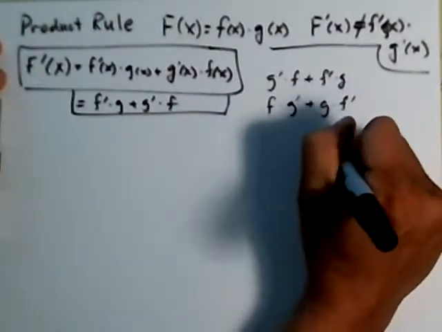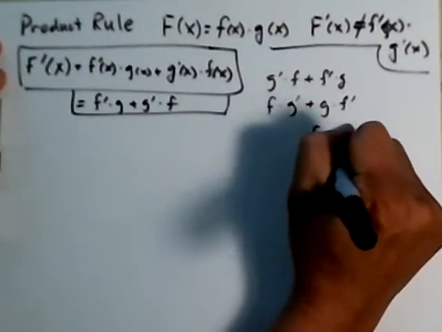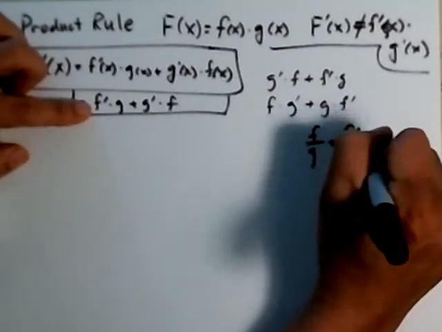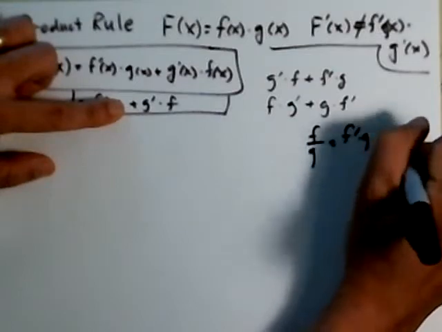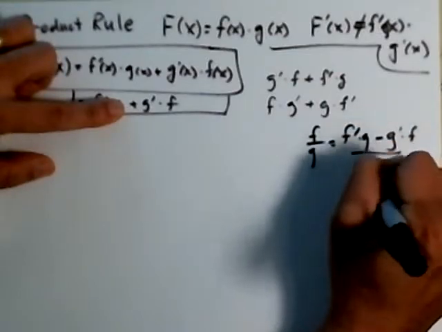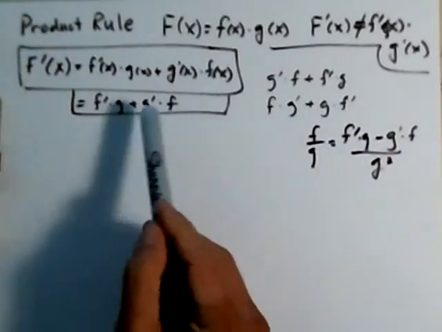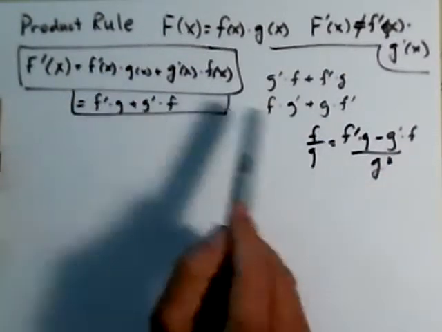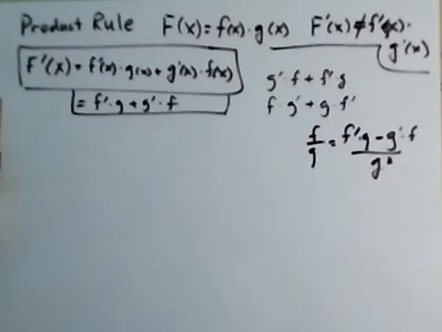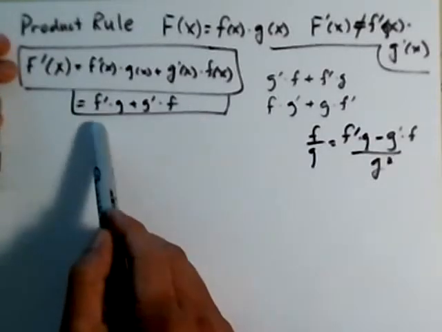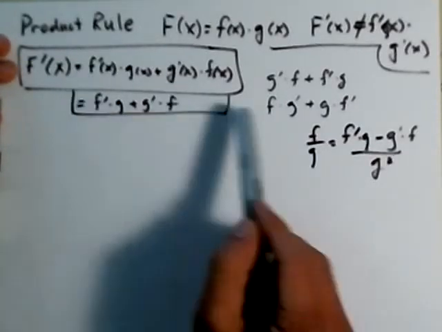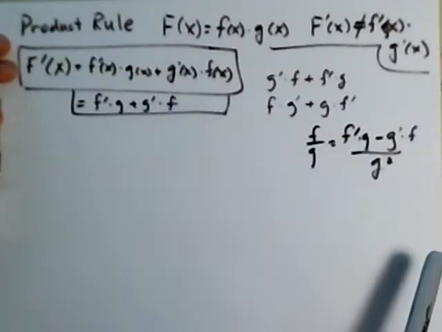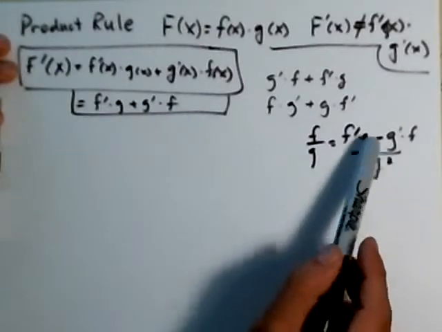We're going to be using the quotient rule, where f over g is the same thing as f prime times g minus g prime times f, all over g squared. This is called the quotient rule, and this is called the product rule. You're going to be learning the quotient rule and the product rule at the same time. I had a really difficult time in high school memorizing them, and I looked at these and thought, there's got to be some commonality. So I found a pattern.